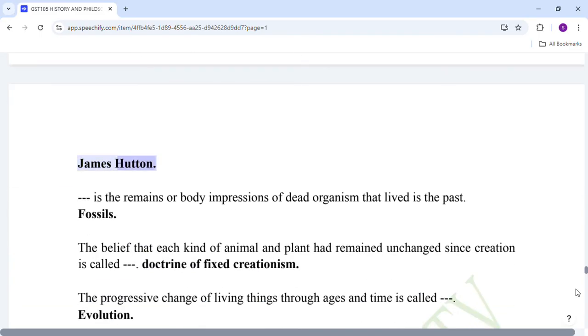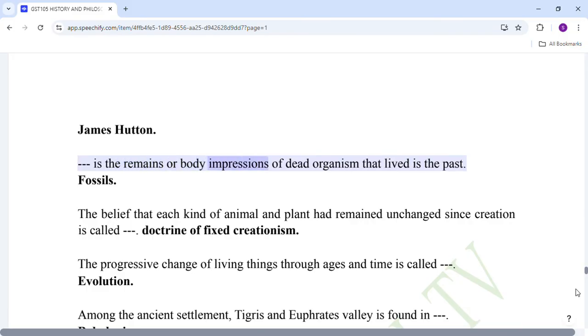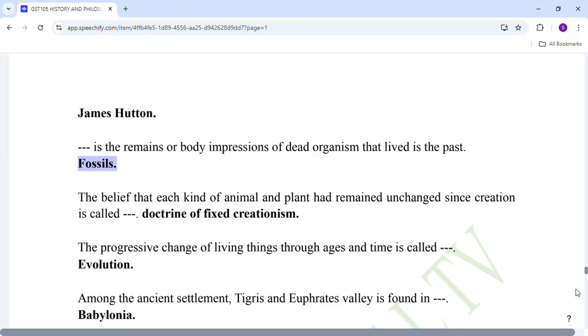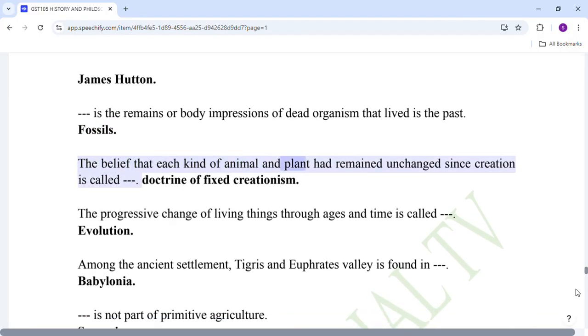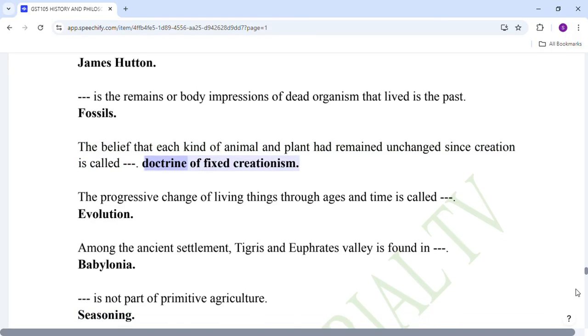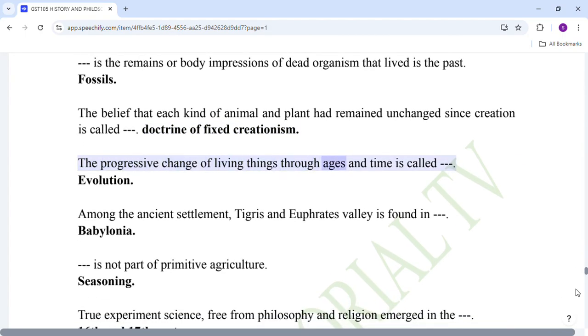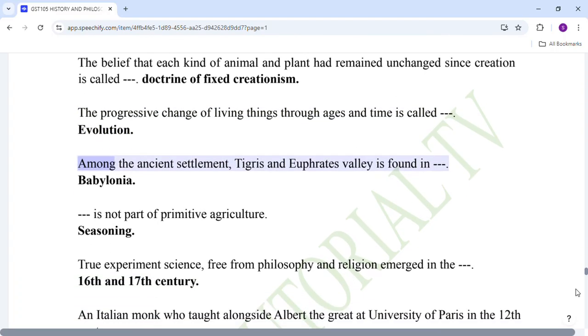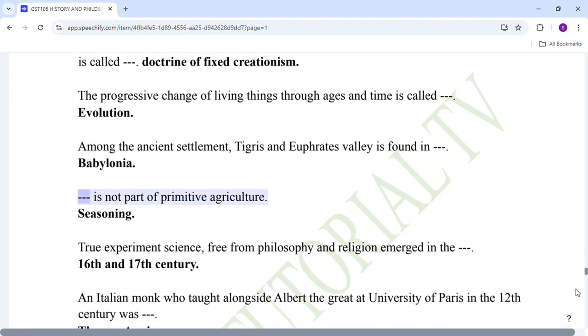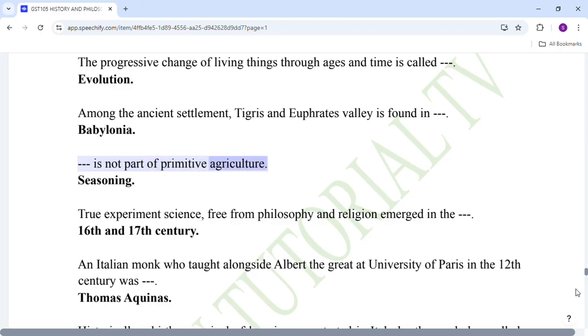The geologist who propounded the idea of gradualism in evolution is called James Hutton. The remains or body impressions of dead organisms that lived in the past are called fossils. The belief that each kind of animal and plant had remained unchanged since creation is called the doctrine of fixed creationism. The progressive change of living things through ages and time is called evolution. Among the ancient settlements, the Tigris and Euphrates Valley is found in Babylonia.